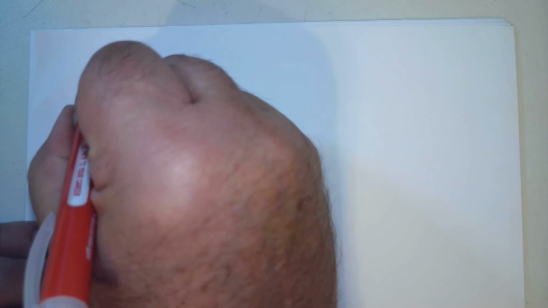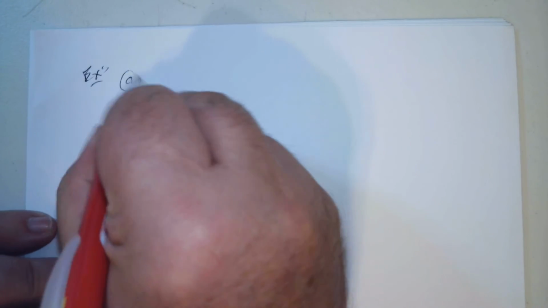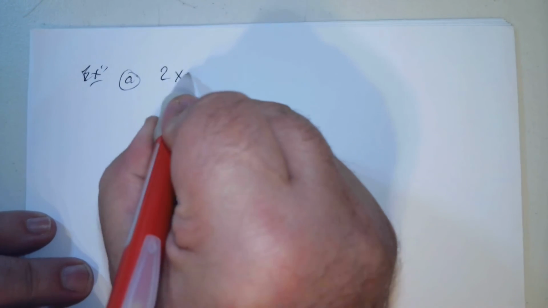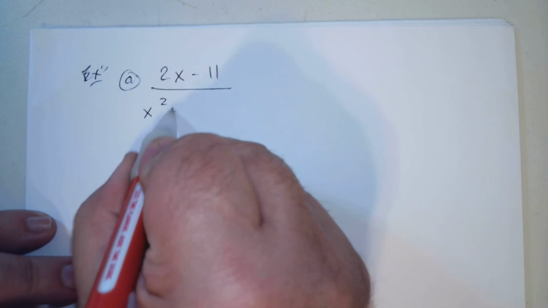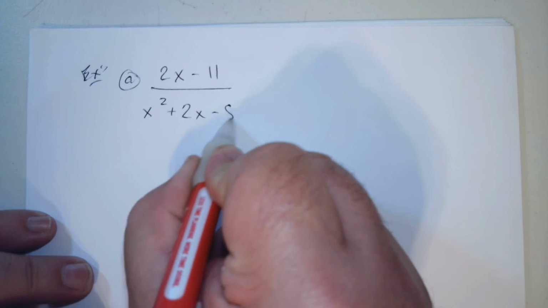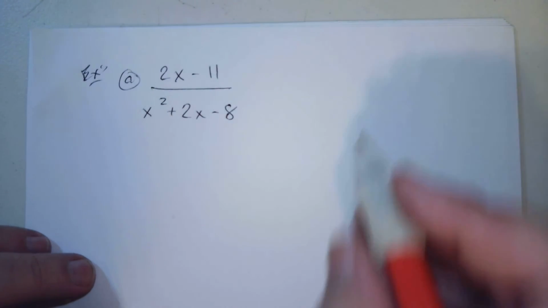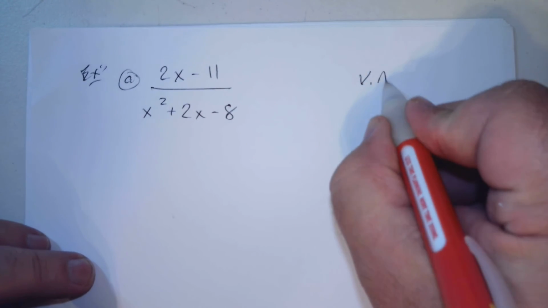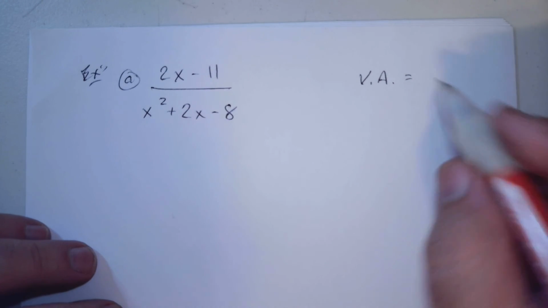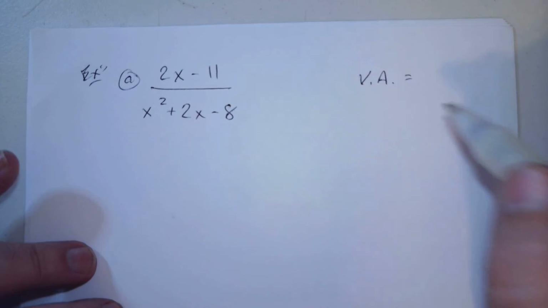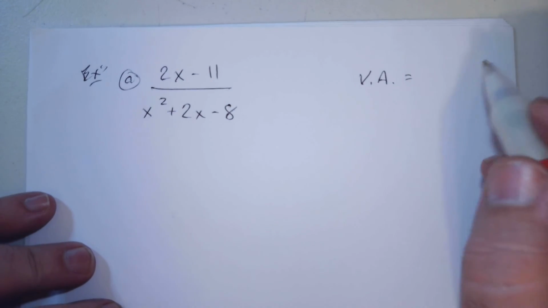Just a couple of examples here. Find the vertical asymptotes. 2x minus 11 over x squared plus 2x minus 8. You can have none, you can have one, you can have a whole bunch of them.